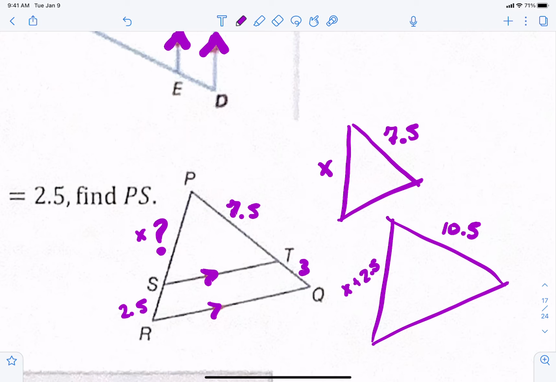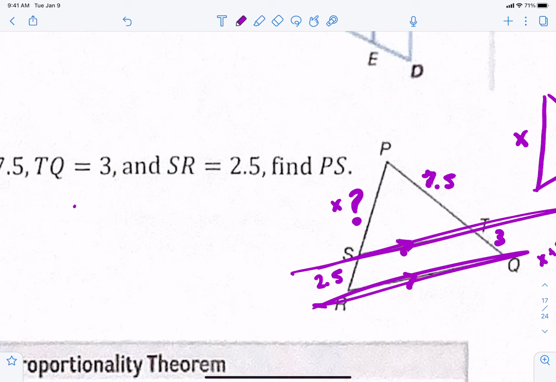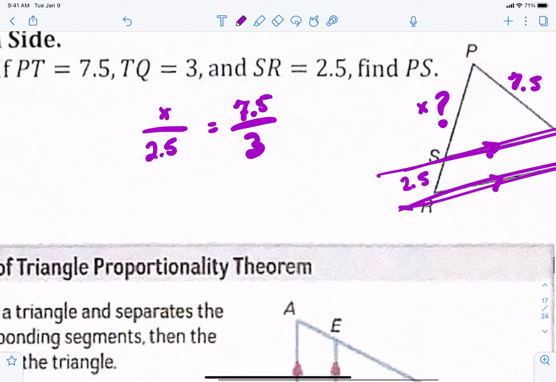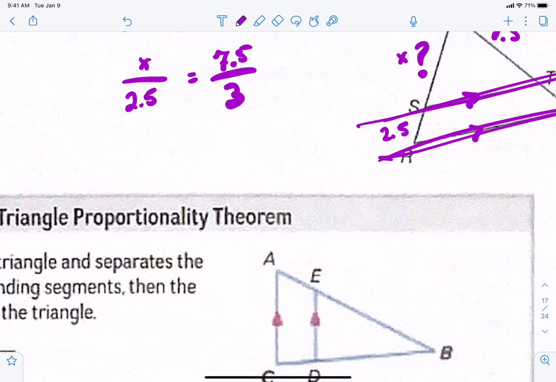But in this section, what they're telling you is that because these lines are parallel, we can get away with just doing X over 2.5 equals 7.5 over 3. And the reason for that is because those things are parallel, and only because they're parallel. Do that really quick. Do your cross multiply and divide by yourself, and then I'll jump in.